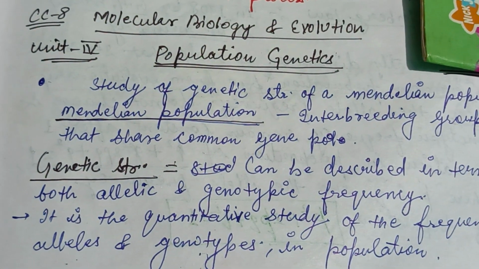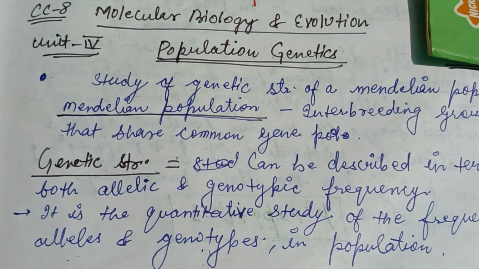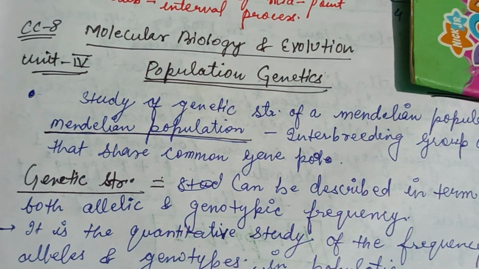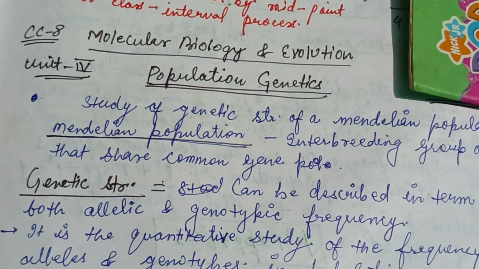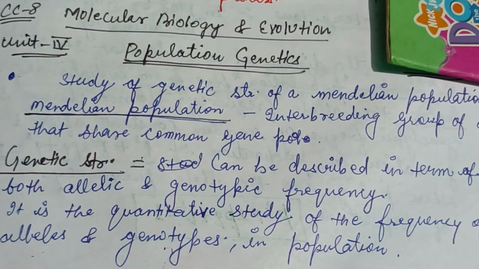So hi friends, through this video we are going to see molecular biology and evolution, population genetics, and the Hardy-Weinberg principle of genetic equilibrium and its mathematical derivation, which is a sub part of Unit 5, that is population genetics of the CC8.